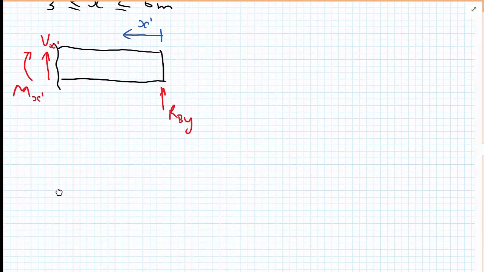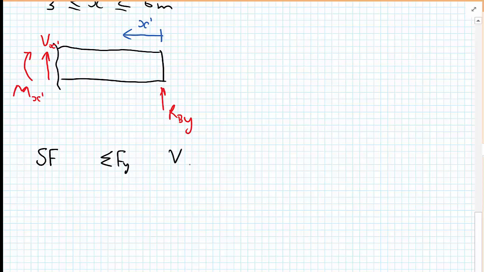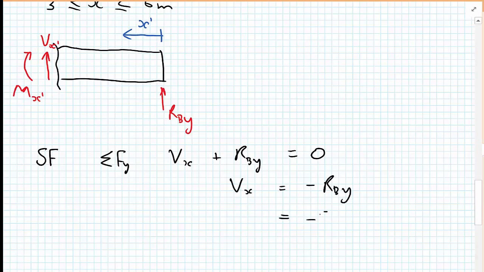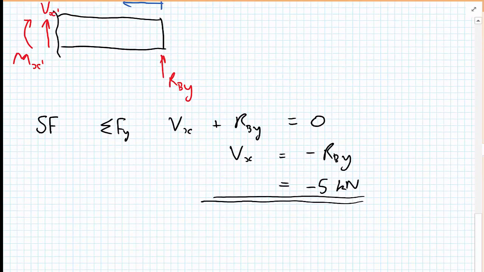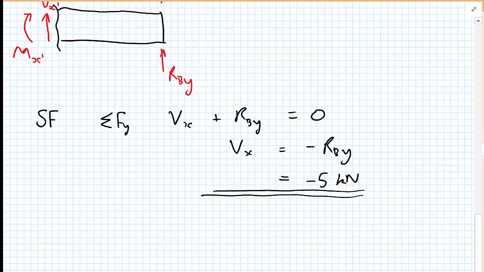So for the shear force, again, we calculate the sum of the forces in the y direction, and we have Vx plus Rby is equal to 0. So we can rearrange this for Vx is equal to minus Rby, and now substitute our value for Rby, which we've already calculated. So Vx equals minus 5 kilonewtons. And we'll carry on to calculate the bending moment, try and keep the free body diagram on the screen.